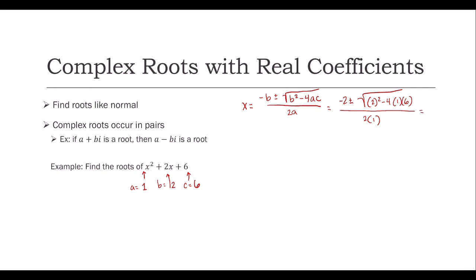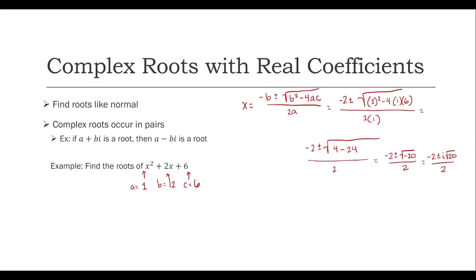which we can simplify. It'll be negative 2 plus or minus the square root. 2 squared is 4 minus 4 times 1 times 6, which is 24, over 2, which is negative 2 plus or minus the square root of negative 20 over 2. Since we have a negative here, that means we have an imaginary number. So negative 2 plus or minus i square root 20 over 2. The square root of 20 is equal to 2 square root 5. So we have negative 2 plus or minus 2i square root 5 over 2.